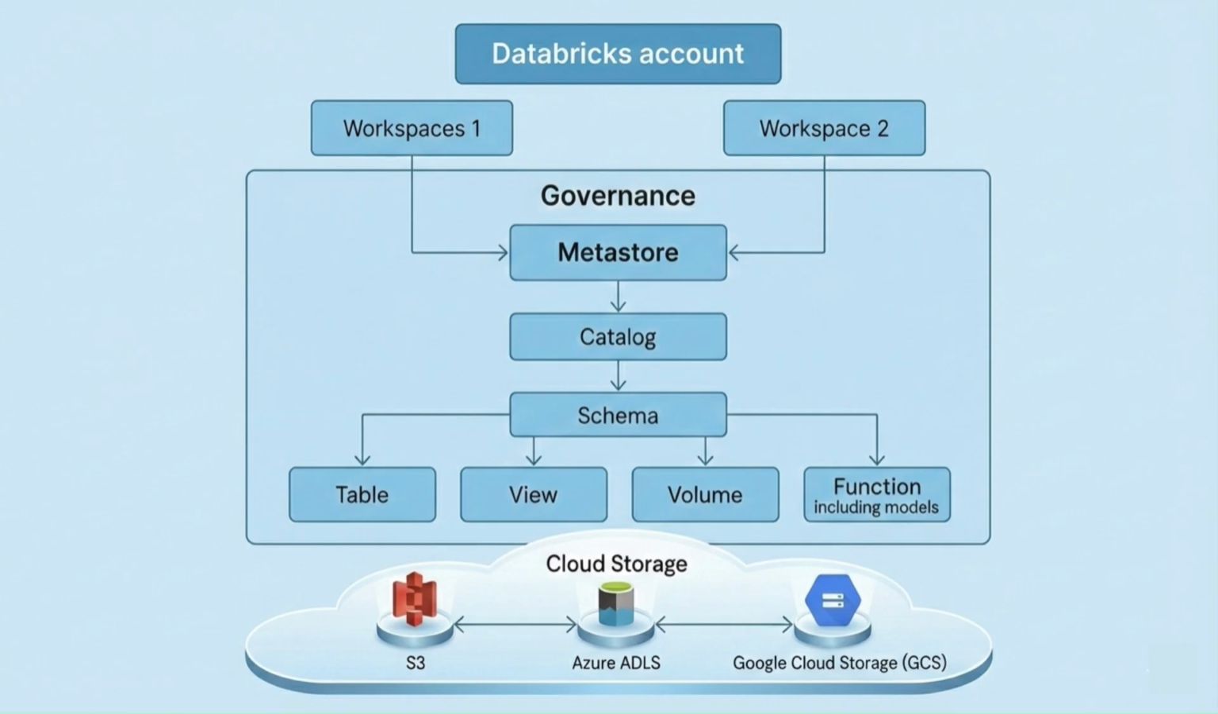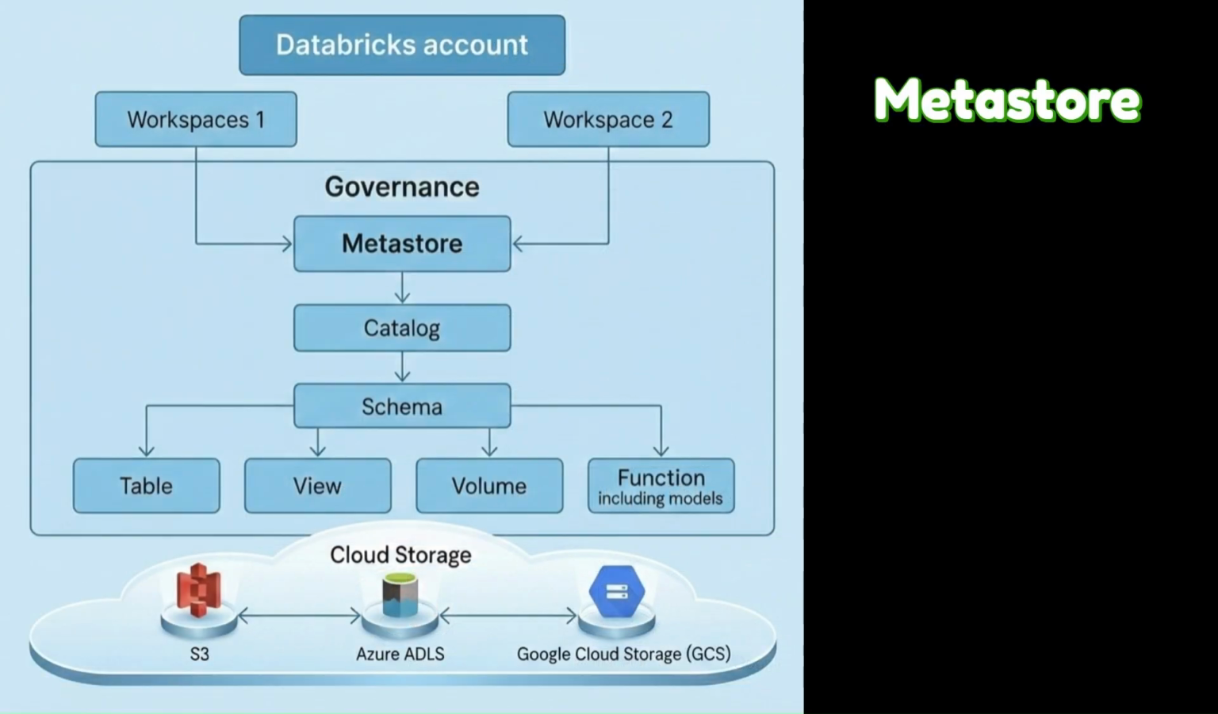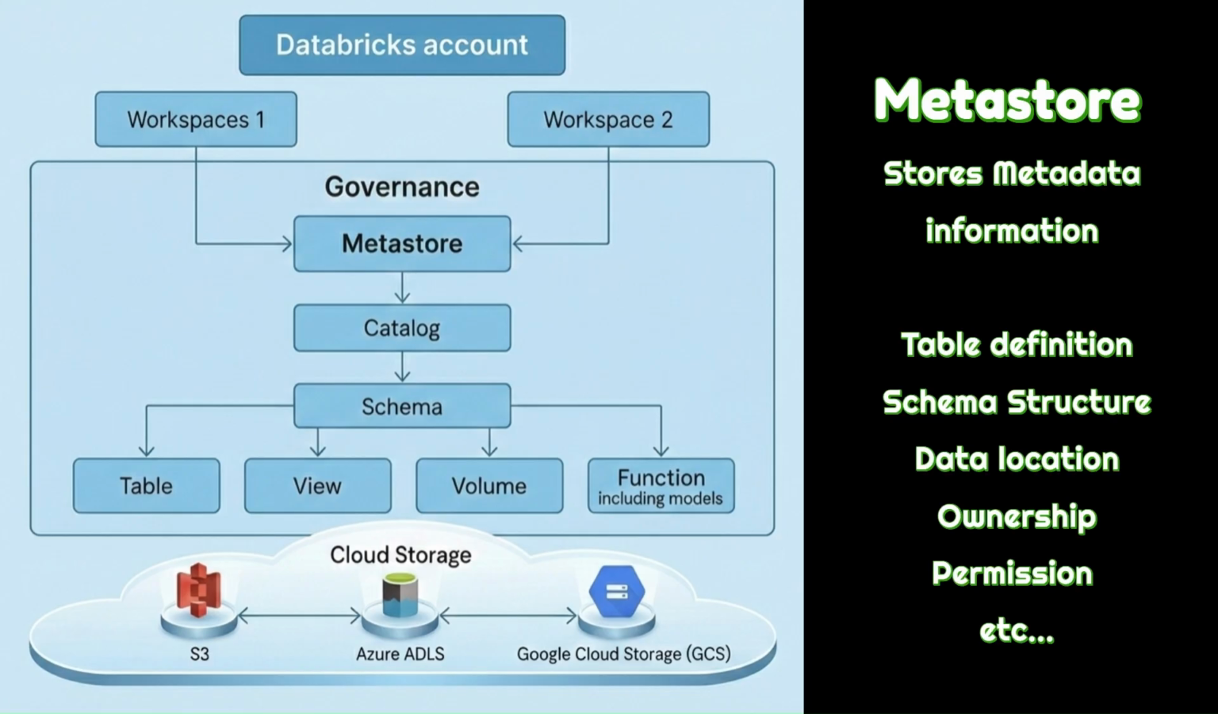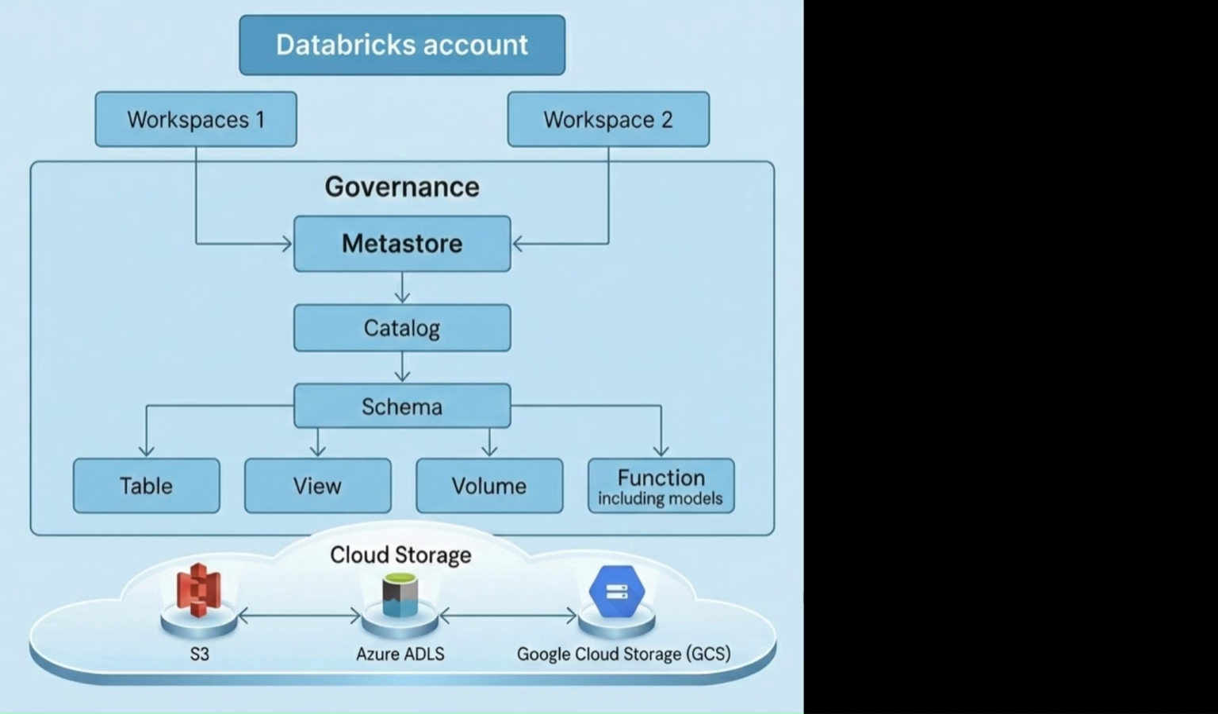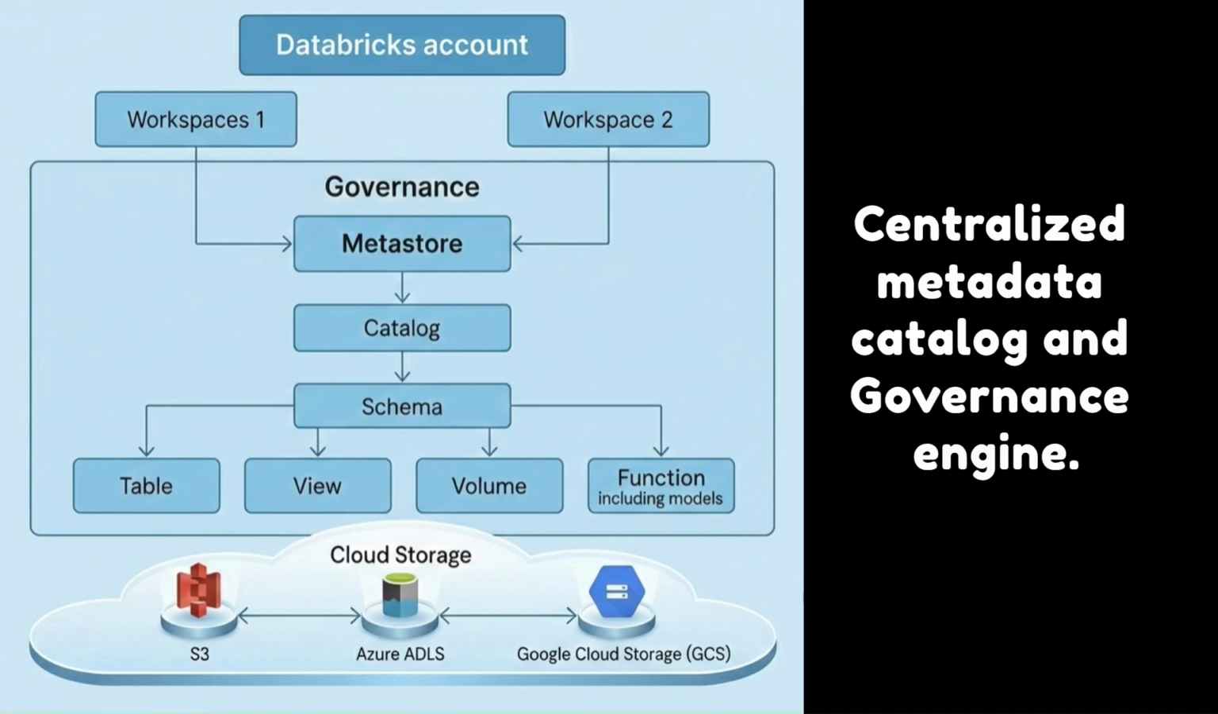At the top of the Unity Catalog architecture, there's something called Metastore. Now, what exactly is a Metastore? A Metastore is something that stores metadata information such as table definition, schema, data locations, ownership, permission, lineage, etc. It does not store the actual data. It stores information about the data. So you can think of Metastore as a centralized metadata catalog and governance engine for your account.